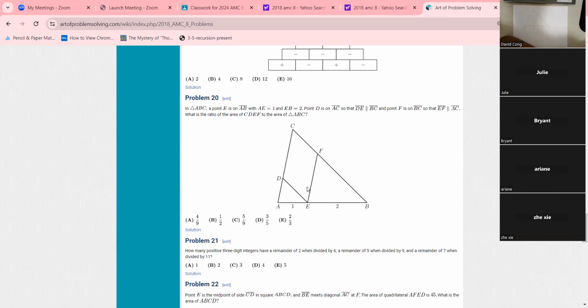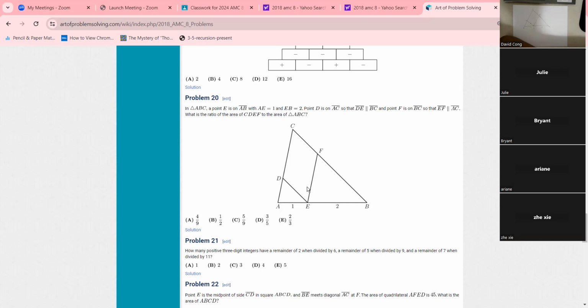Point D is on side AC such that DE and BC are parallel. So, these are parallel. And what else do we know? That we know that DE and BC are parallel. So we have, and now we have point F. Point F is on BC such that EF and AC are parallel. Okay, and we want to know the ratio of area CDEF and triangle ABC.